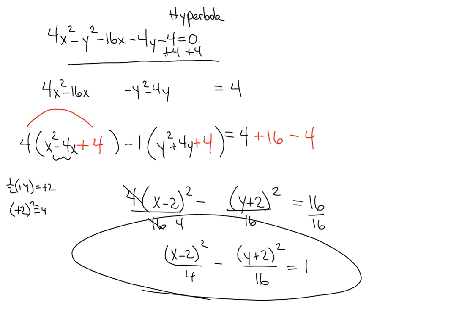So this is how you put them into the proper form so that we can find the vertex right away, is by completing the square, oftentimes not just once, but twice. Any questions about that? Okay. So let me get you guys going on the homework.